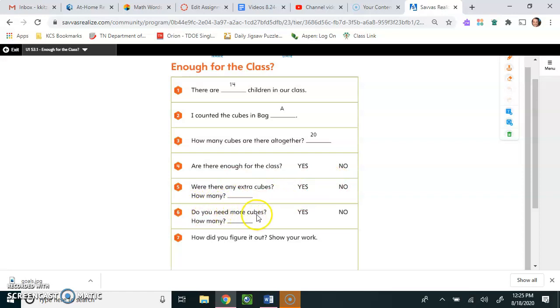Do you need more cubes? Yes or no? How many? And how did you figure it out? Show your work. So you're going to pause the video, and I want you to answer all of this page before you turn the video back on. So pause me, fill out this page, and then we're going to come back together to discuss the page.